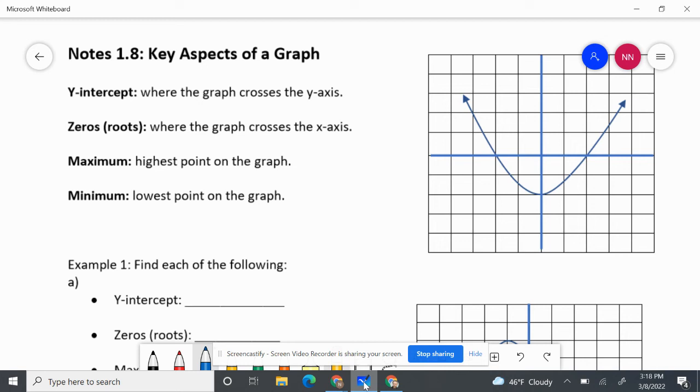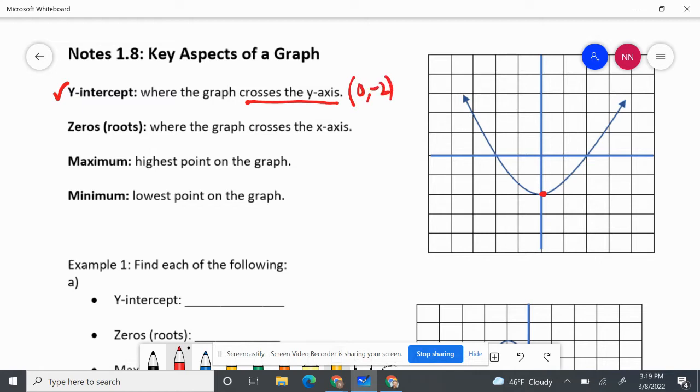What we're going to do is look at key aspects of graphs. We've done a few of these with domain and range. We're going to add a couple more to our arsenal. First thing is our Y-intercept. Our Y-intercept is where it crosses our Y-axis. So right here would be our Y-intercept. That would be the ordered pair (0, -2).